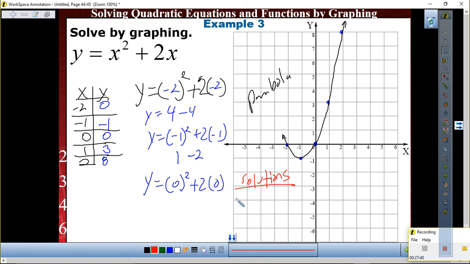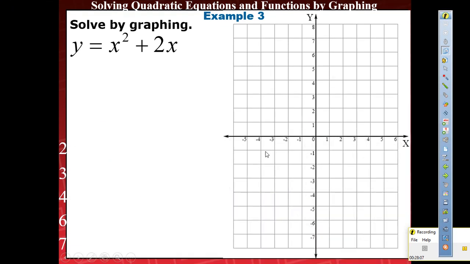Brian, give us one solution. Negative 2, 0. That is correct. Nate, give us the other solution. 0, 0. That is correct. Over there? Okay. Turn the paper over. Let's go to the next graph.